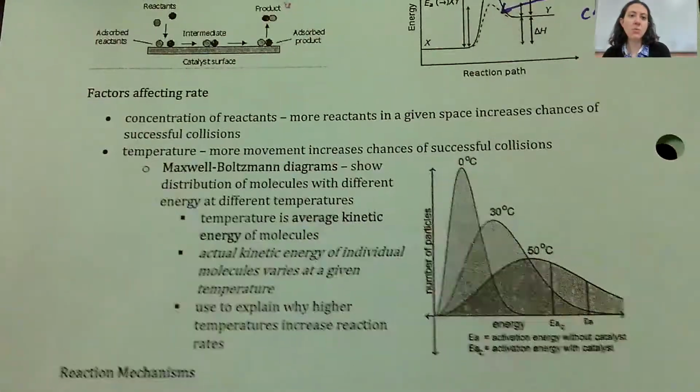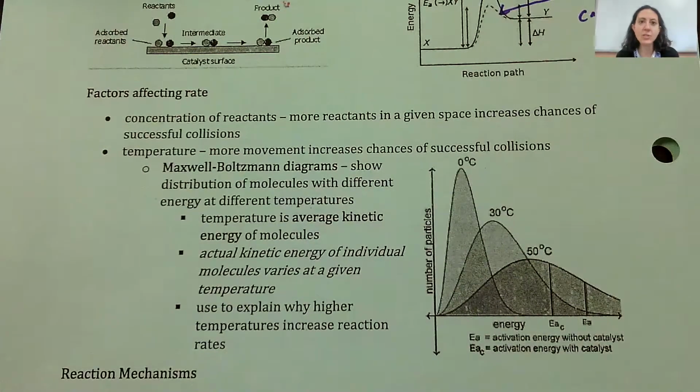Factors, okay. So I mentioned before that the concentration of reactants and the temperature are the two main factors that you can alter to increase the chances of successful collisions. Concentration is pretty straightforward. You increase the concentration, it will increase the rate. Now, how it increases the rate, the exact mathematical connection does matter and does vary based on the mechanisms. And that's like a whole big part of the rest of the unit. But let's talk about temperature.